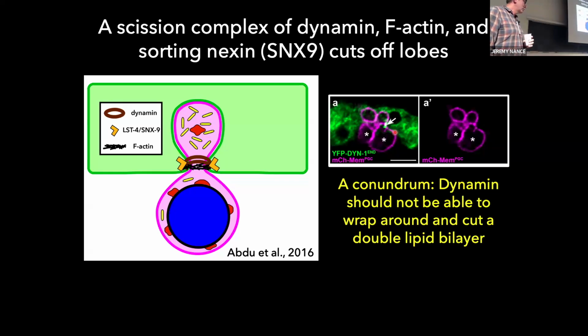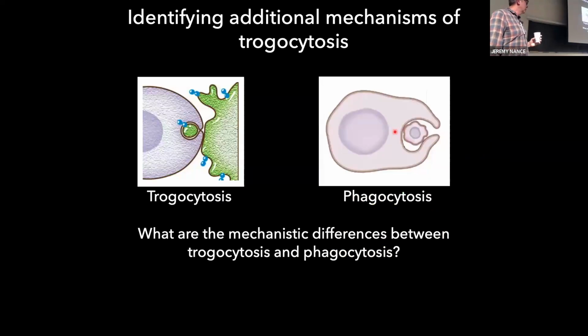So we turned to genetics and isolated a bunch of mutants that had a similar phenotype where we had persistent lobes in the L1 larvae when we shouldn't have. And so the overarching question was, could we identify genes that would explain this difference between trogocytosis and phagocytosis, things that had a specific defect in trogocytosis but weren't general regulators of phagocytosis?